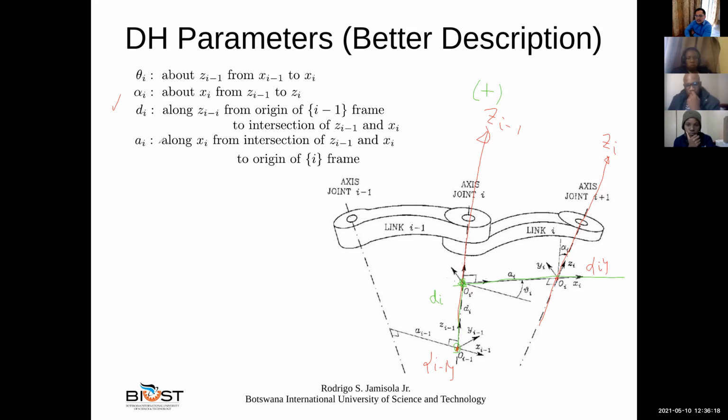The second distance is along xi. Now this is xi. Along xi from the intersection of zi minus 1 and xi. This is the intersection, zi minus 1 and xi, to the origin of frame I. Which is the origin of frame I? This one. Okay, and your xi positive is in that direction. So from here to there, that's along the positive direction. So this sign is positive, and this is your ai.